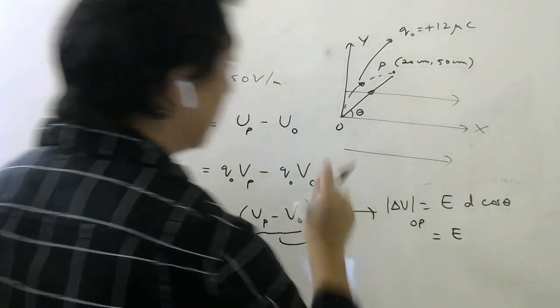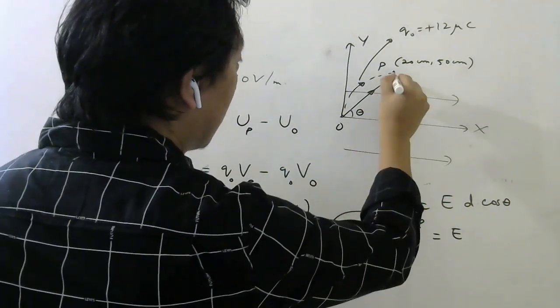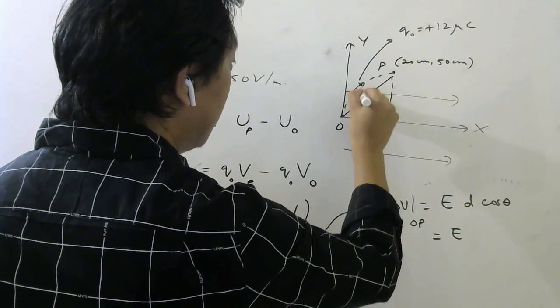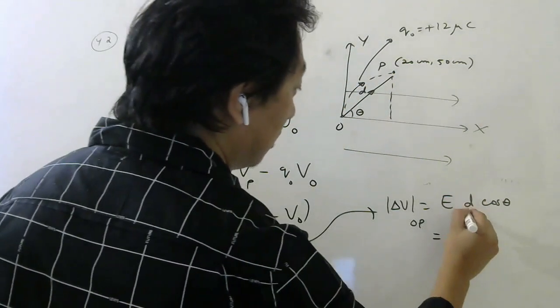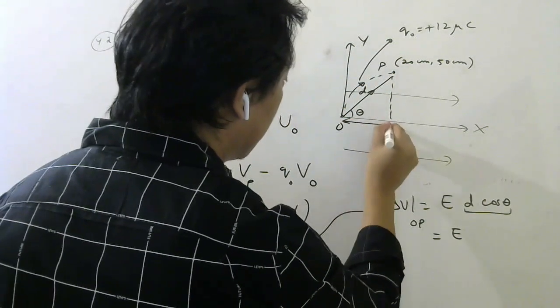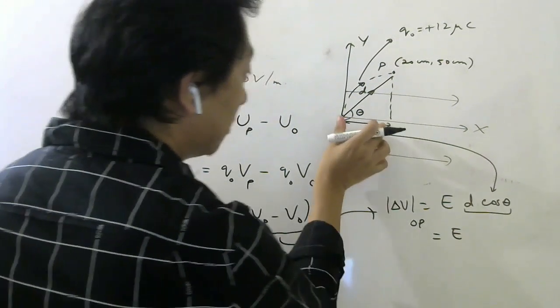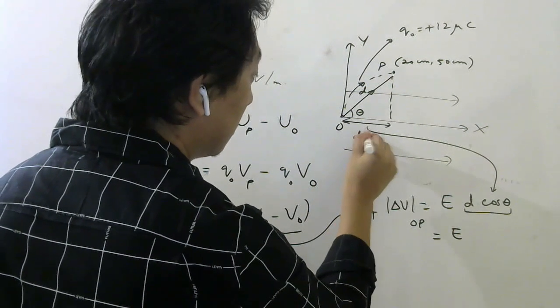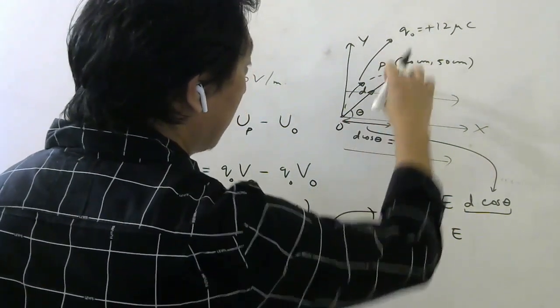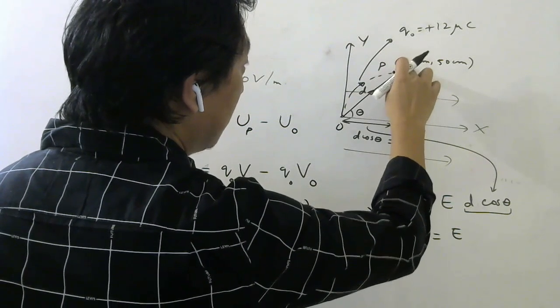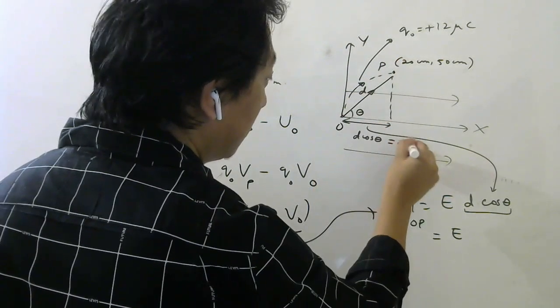So E. Now D cos theta is basically, see, this is D. This is cos theta. So D cos theta is basically this side. Yes or no, students? This side is D cos theta. And that is nothing but, if you look carefully, this is the x coordinate, 20 centimeter. So this is 20 centimeter.